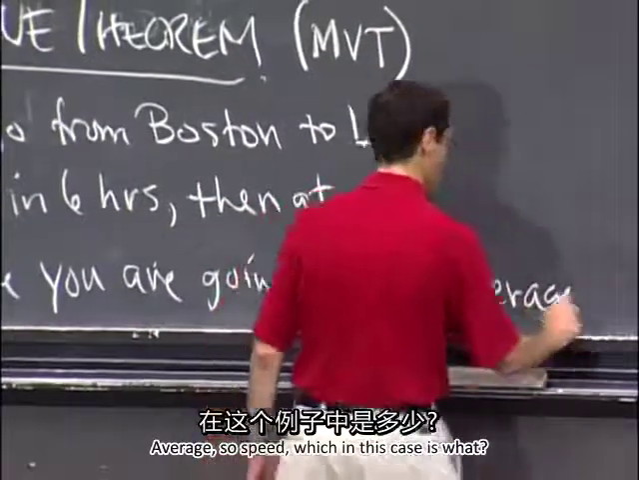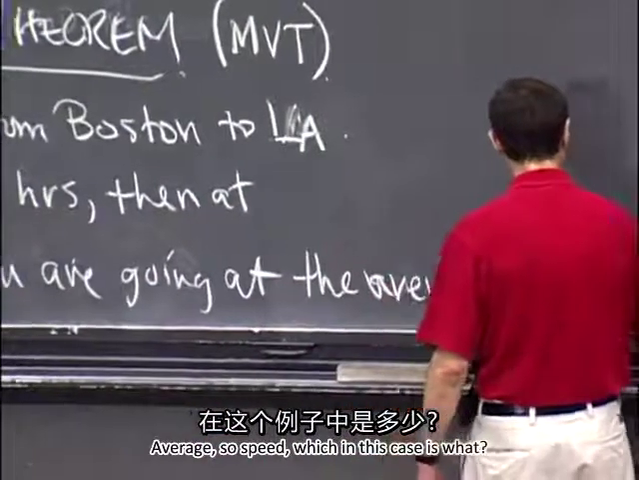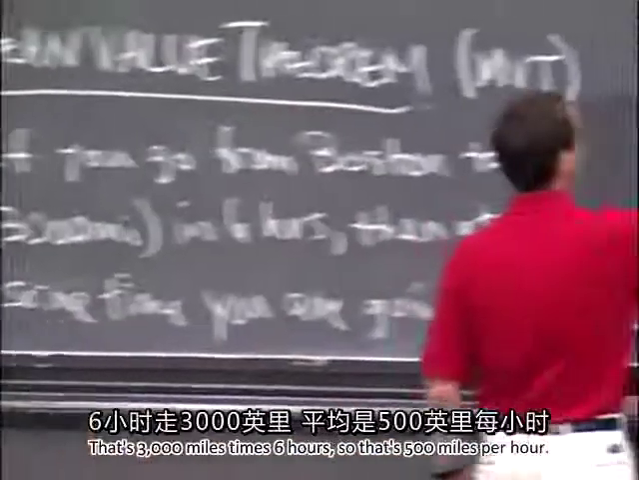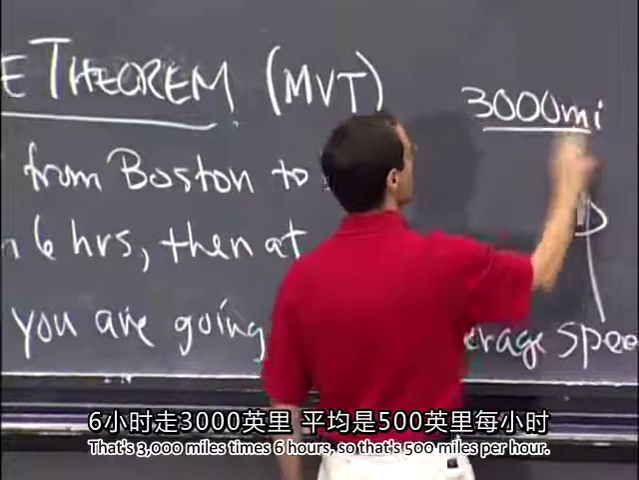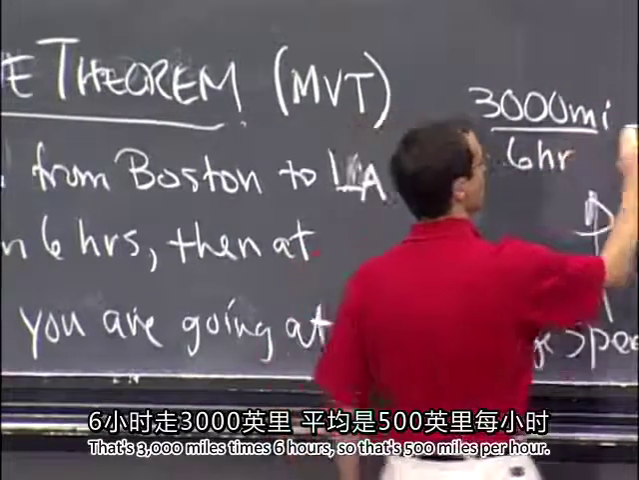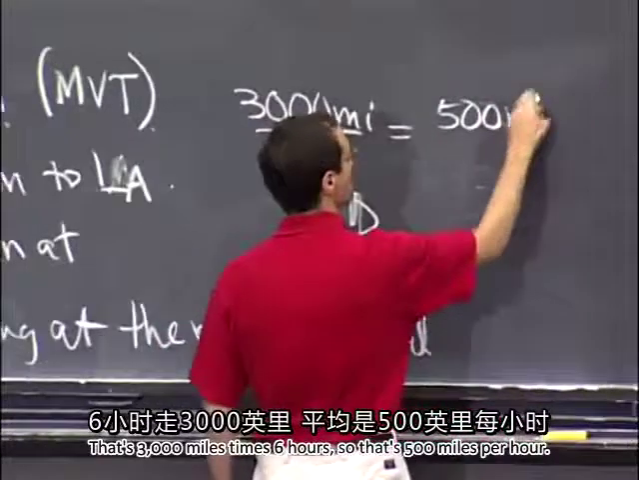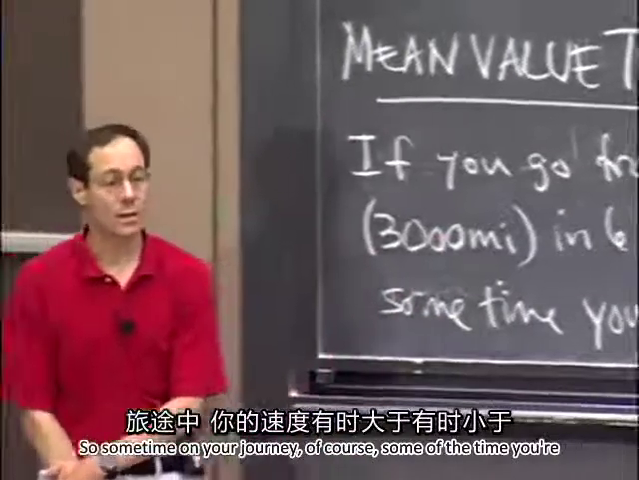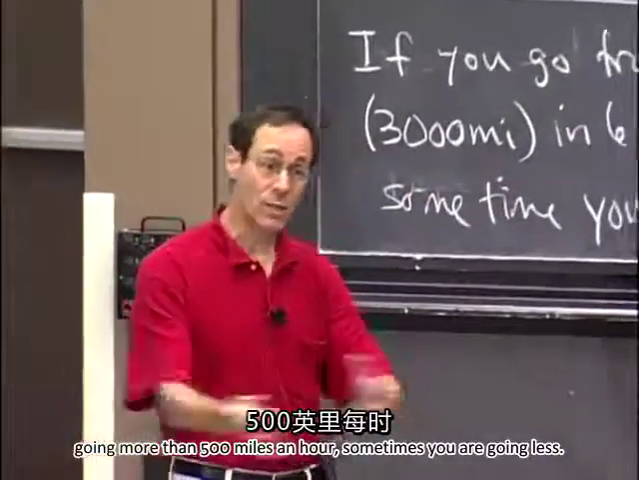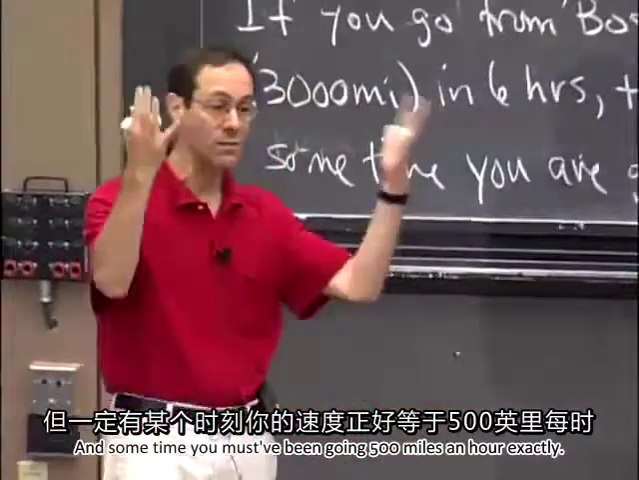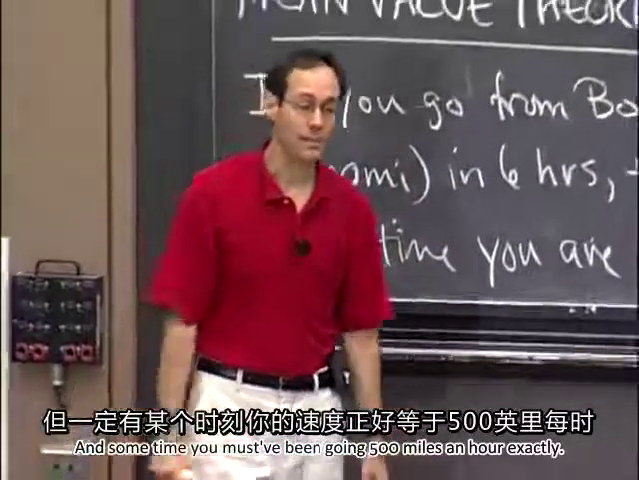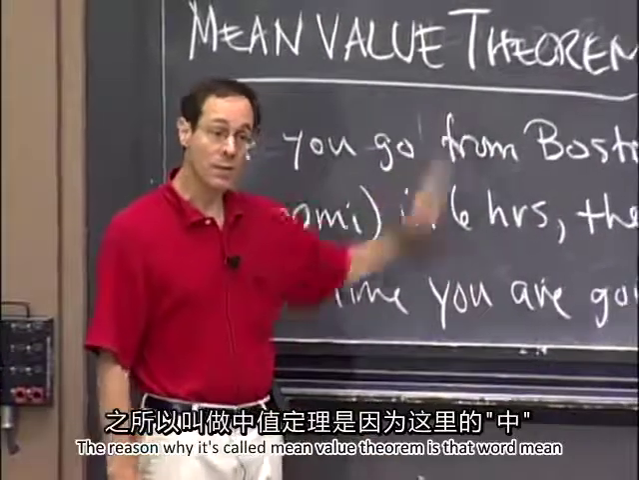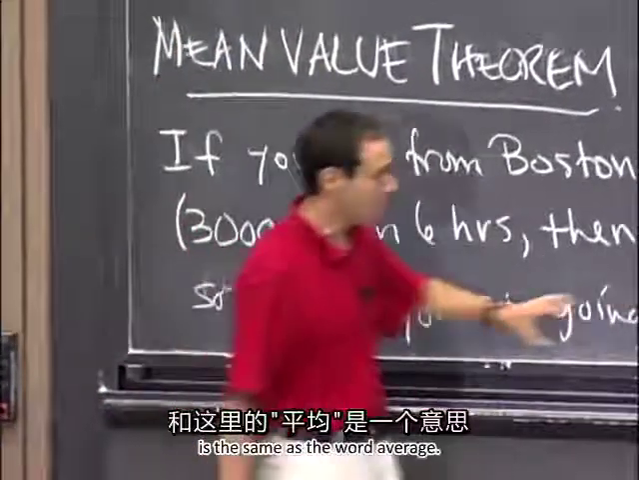Average speed, which in this case is what? So we're going at the average speed. That's 3,000 miles divided by 6 hours. So that's 500 miles per hour. Exactly. So sometime on your journey, of course, some of the time you were going more than 500 miles an hour, sometimes you were going less, and sometime you must have been going 500 miles an hour exactly. That's the mean value theorem. The reason why it's called mean value theorem is that word mean is the same as the word average.